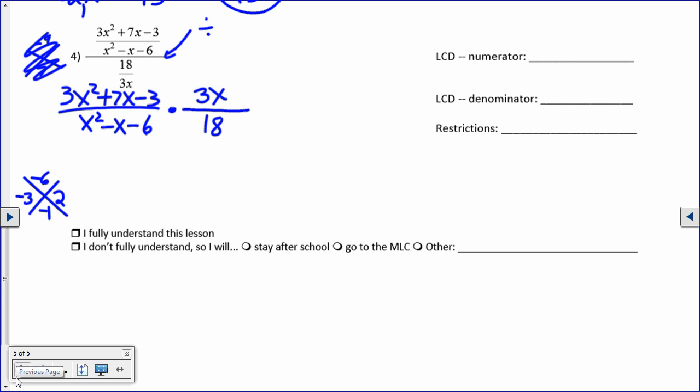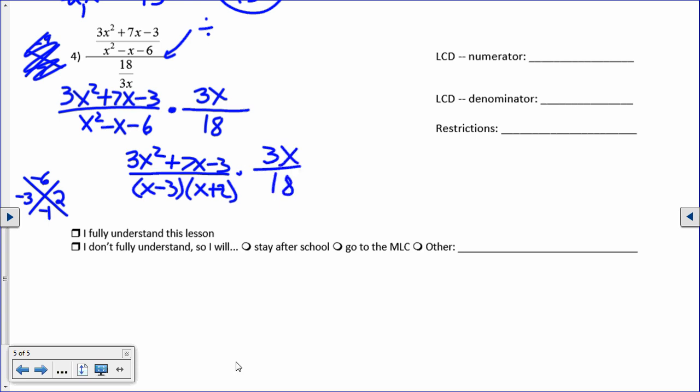Right? Yeah, that's right. Alright, so as we're working through this, the top part cannot be changed, but how do I factor the denominator? Can I use a shortcut? Yeah, so it would be x minus 3, x plus 2, times 3x over 18. Right? Now that I'm here, I factored everything that I could. What would I do to try to simplify it?